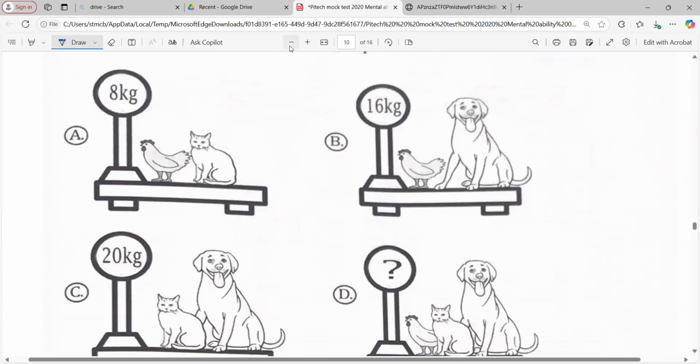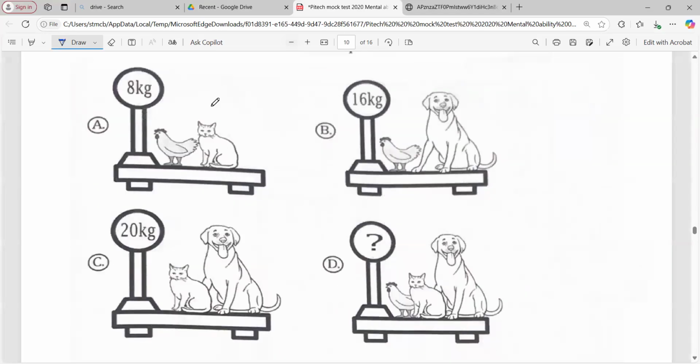All right, look at this one now. So it says, the cock and the kitten weigh 8 kilograms. The cock and the dog weigh 16 kilograms. And the dog and the cat weigh 20 kilograms. What would the dog, the cat, and the cock all weigh?